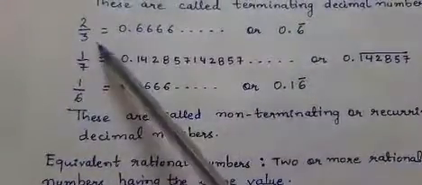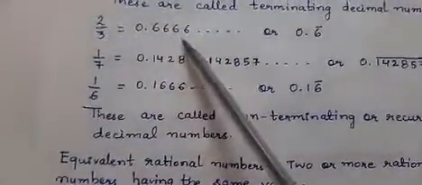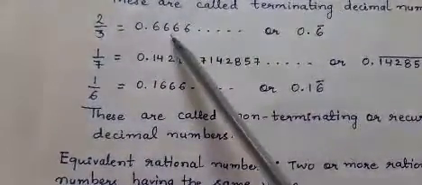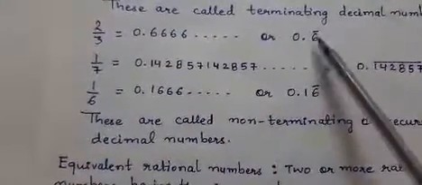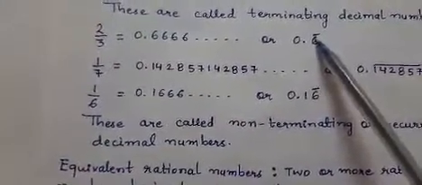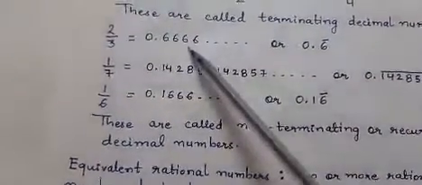Next are the non-terminating, like 2 upon 3. When we divide, we get 0.666 and it keeps on continuing. It means the 6 keeps on repeating. So this can be written as 0.6 and we put a bar on top. Always remember the bar is always placed on the number that is repeated again and again.